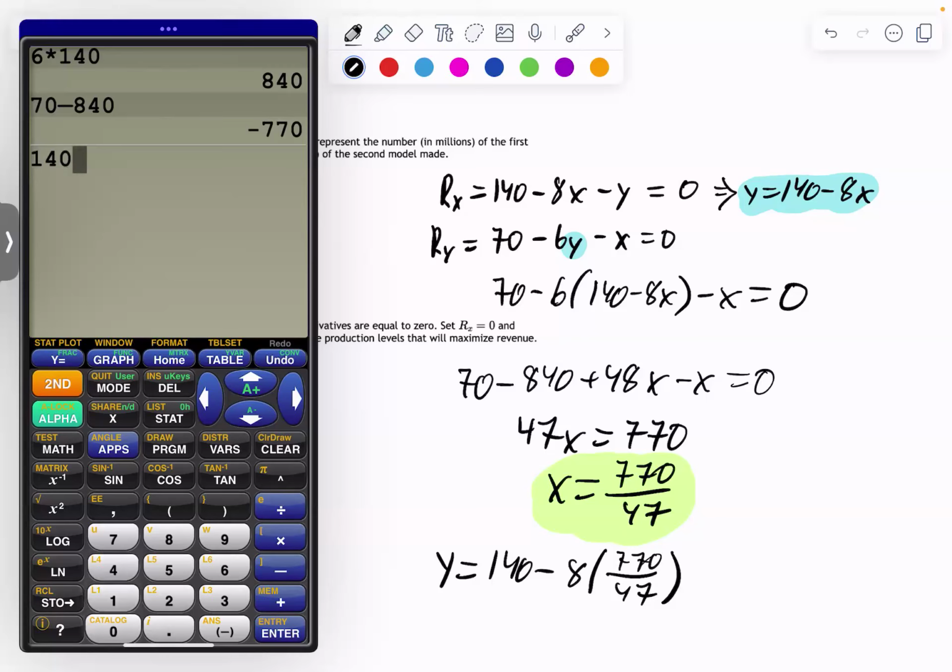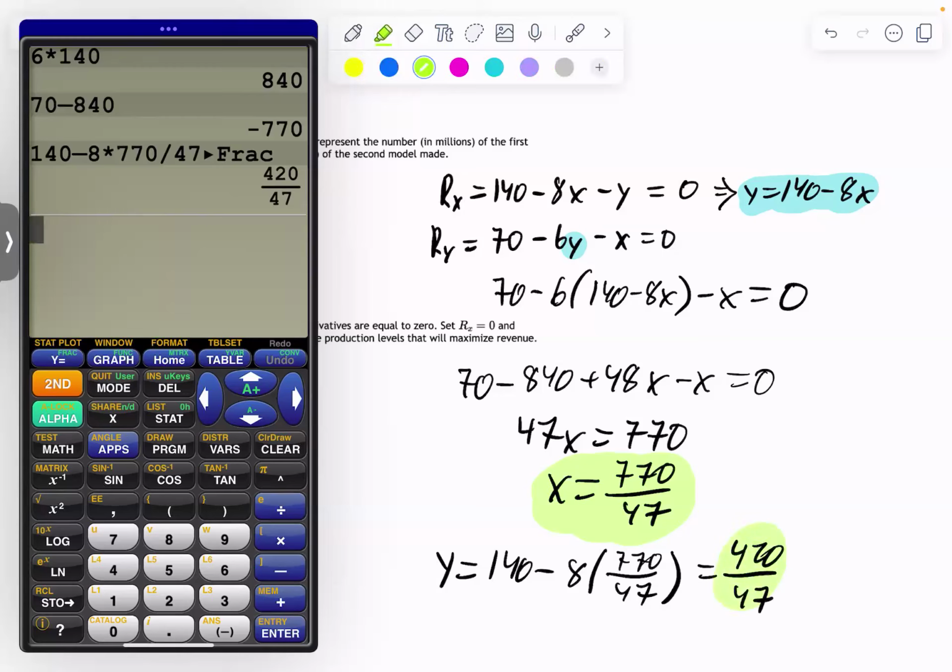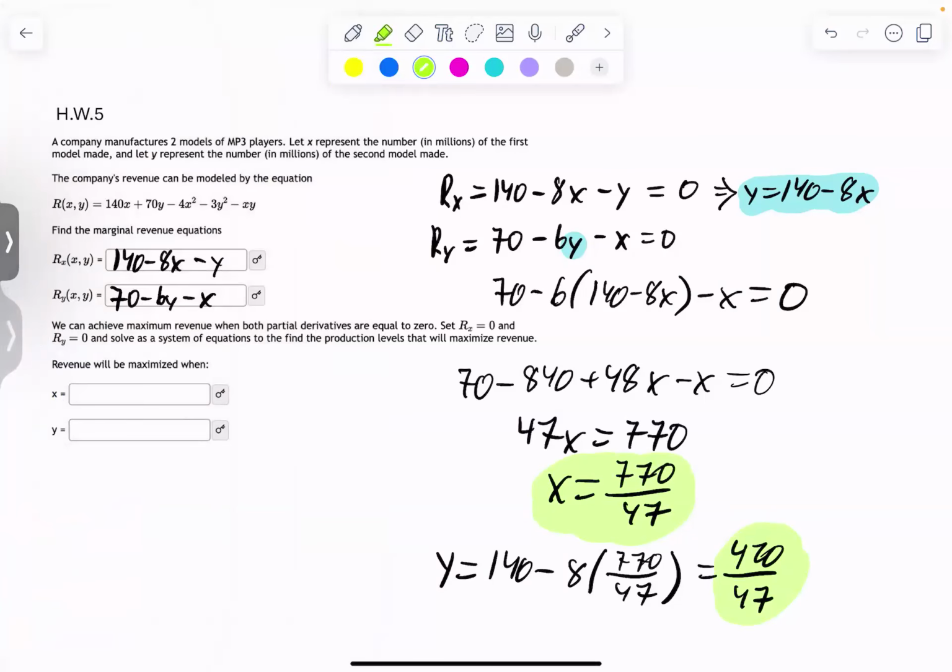Let's see what we get. 140 minus 8 times 770 divided by 47. And we're getting 420 over 47 is my y coordinate for my critical value. So let's just write this in.